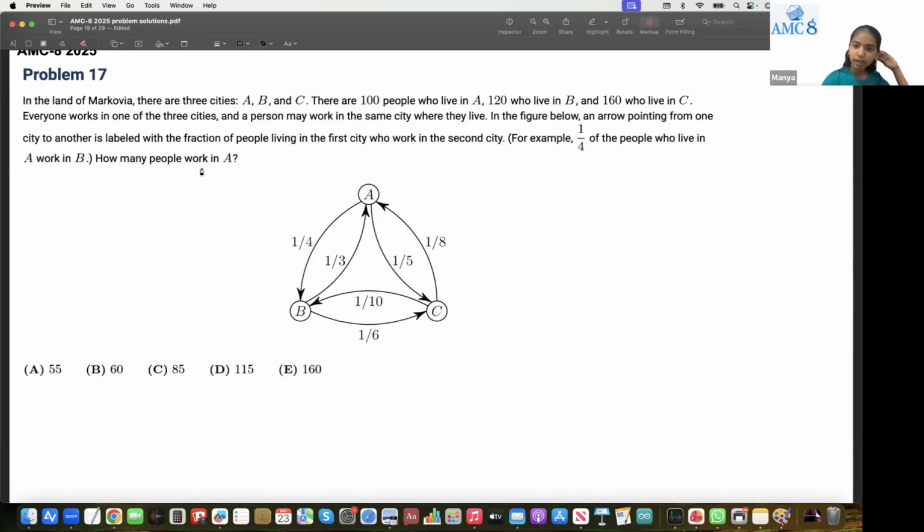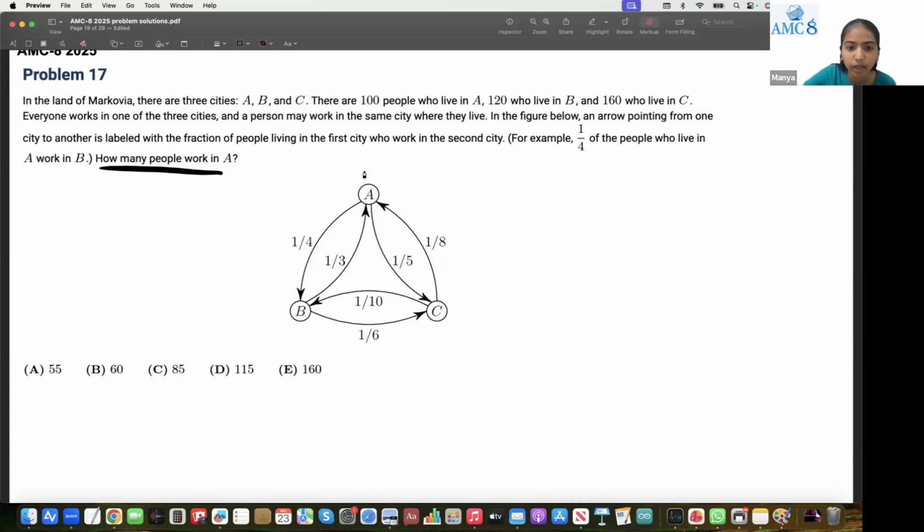In the figure below, an arrow pointing from one city to another is labeled with the fraction of people working in the first city who work in the second city. For example, 1/4 of the people who live in A work in B. How many people work in A? So our final question would be, how many people work in A?